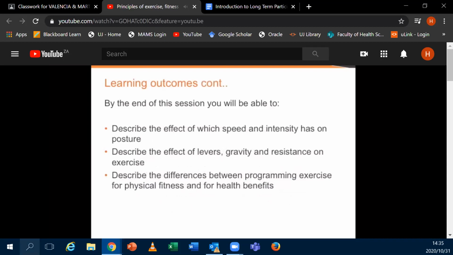Describe the effect which speed and intensity has on posture. Describe the effect of levers, gravity and resistance on exercise. And describe the differences between programming exercise for physical fitness and for health benefits.